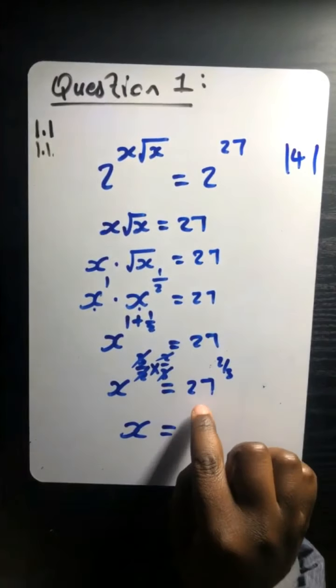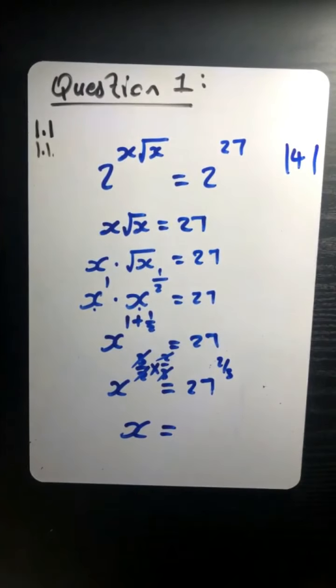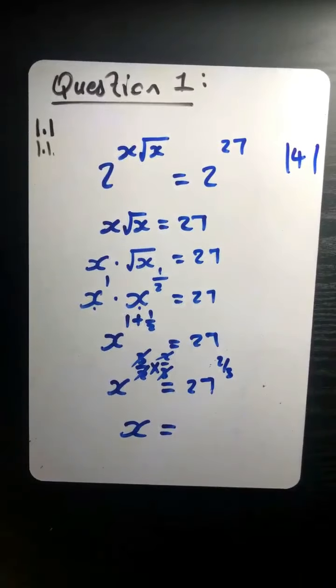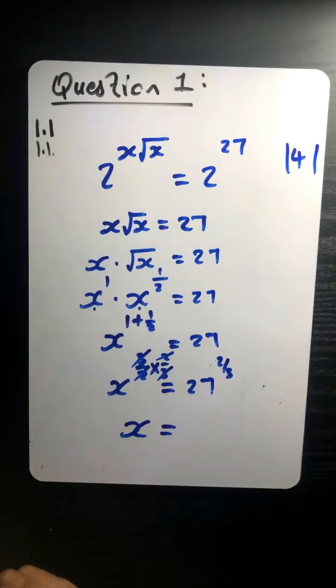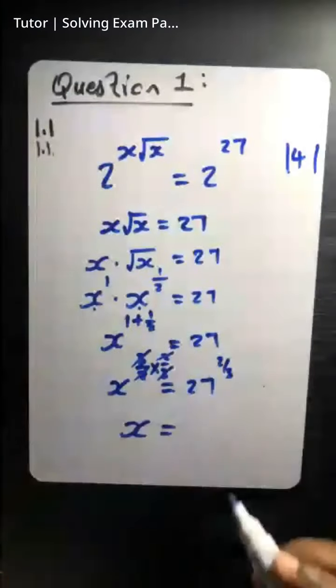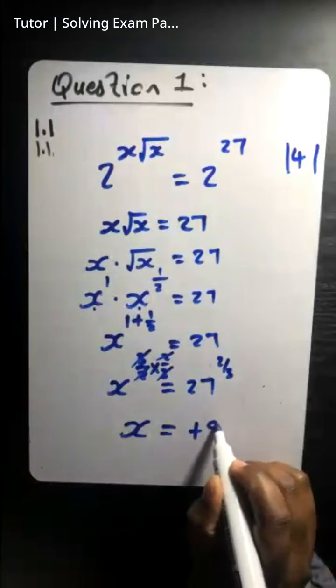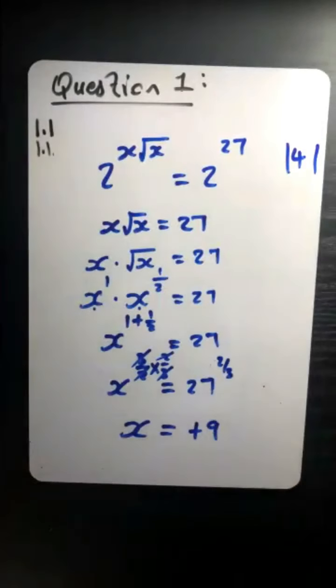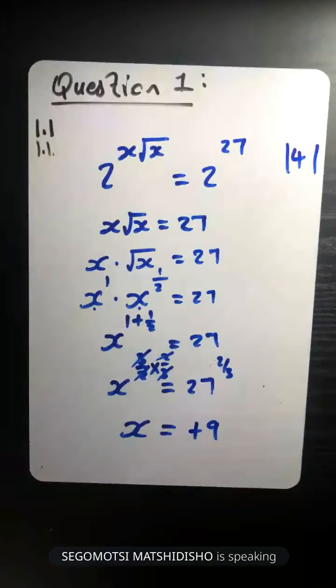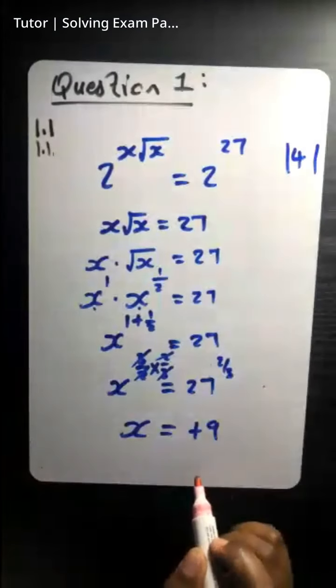So, did someone punch 27 to the exponent 2 over 3? What are you getting when you punch all of that, guys? It's positive 9. She is getting positive 9. Is it everyone getting positive 9? Yes, sir. Okay, let's prove if this answer is correct.